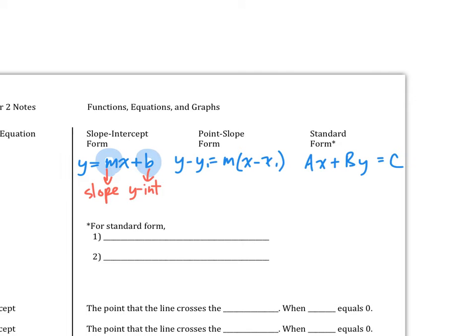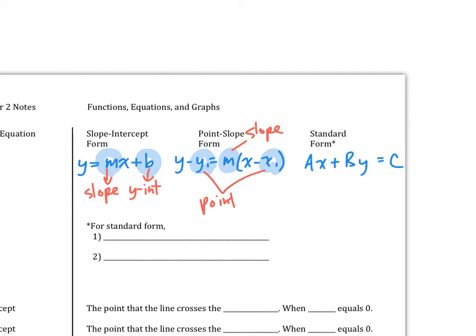Point-slope form means there's a point and there's a slope. So the question is, where is the point? The point is in this, x1, y1. So x1, y1 represents a point, and then slope is m again. So let me write that in. This is the point, and this is the slope.